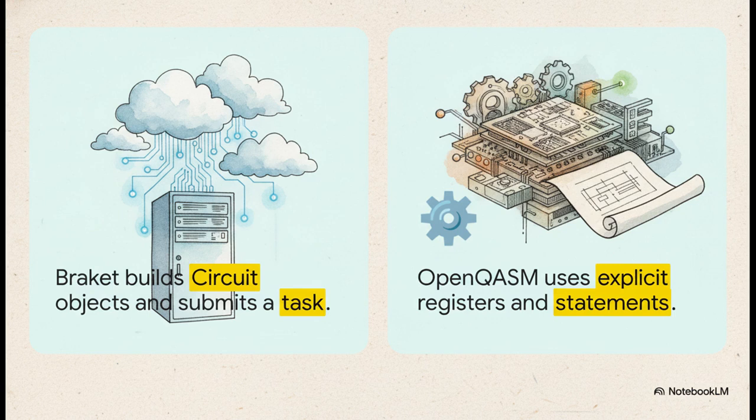Taking this a step further, Braket builds from cloud-managed execution objects. You build a circuit, attach measurements, choose a simulator or cloud device, and submit a task. Compare that to OpenQASM 3, which represents the exact same concept much closer to the metal. It's a portable, assembly-style program with explicit qubit and bit registers, mapping out the identical H, CX, and measure statements.